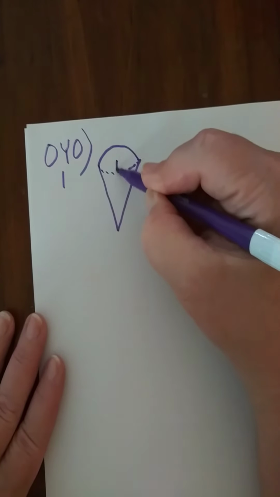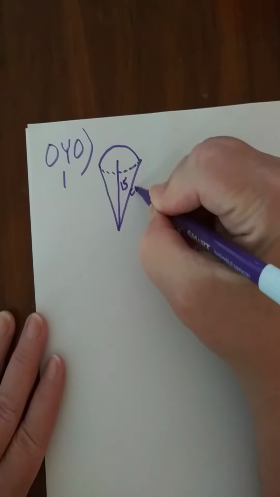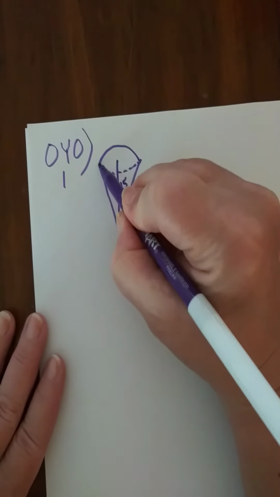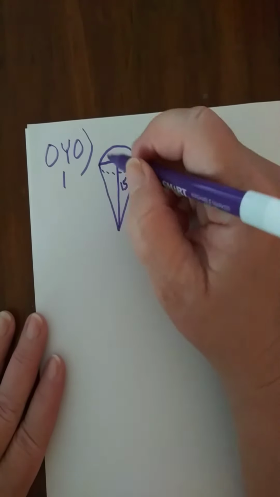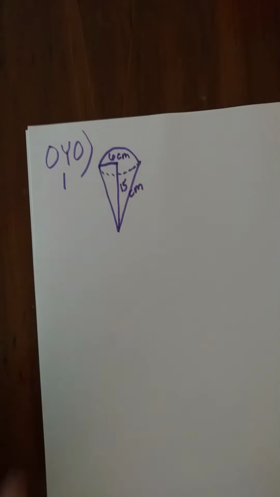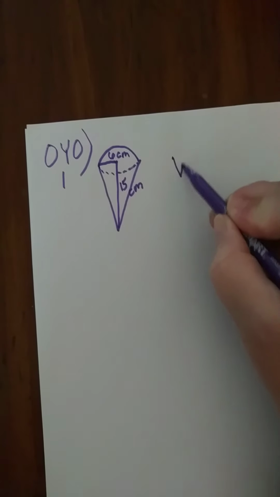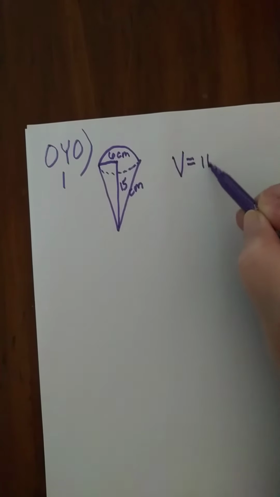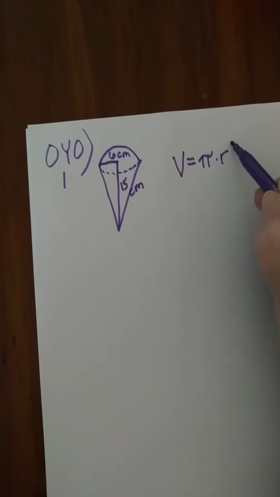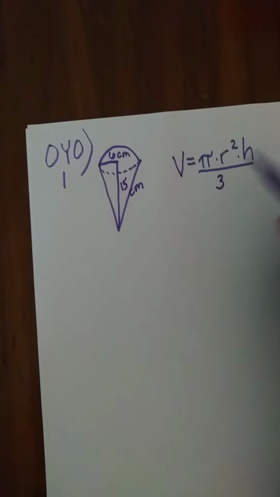And the 2 dimensions they give us are the height is 15 centimeters. And the radius, this time they give us the radius, so we're all set, is 6 centimeters. Remember, the only time you have to cut it in half is if they give you the diameter, which goes all the way across, because you only want the halfway mark. So let's start with our formula. V equals pi times r squared times h divided by 3.